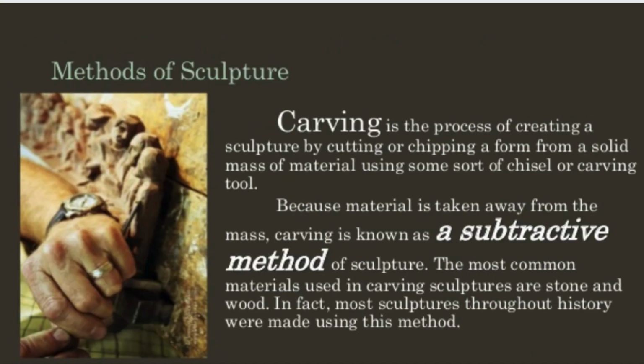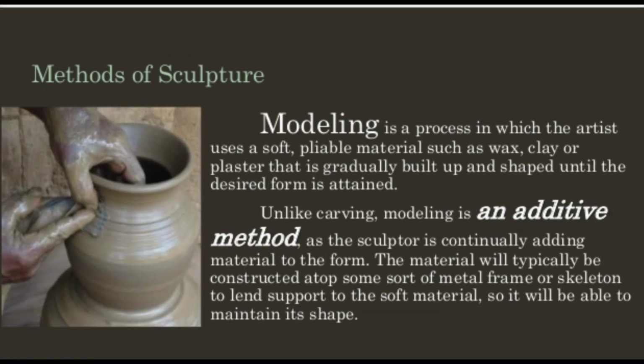Now, there's many different ways of making a sculpture. The first one I want to discuss is carving, which is creating a sculpture by cutting or chipping material away. And that's a subtractive method because you're taking pieces away to reveal the sculpture itself. You're cutting away and subtracting material to expose your sculpture.